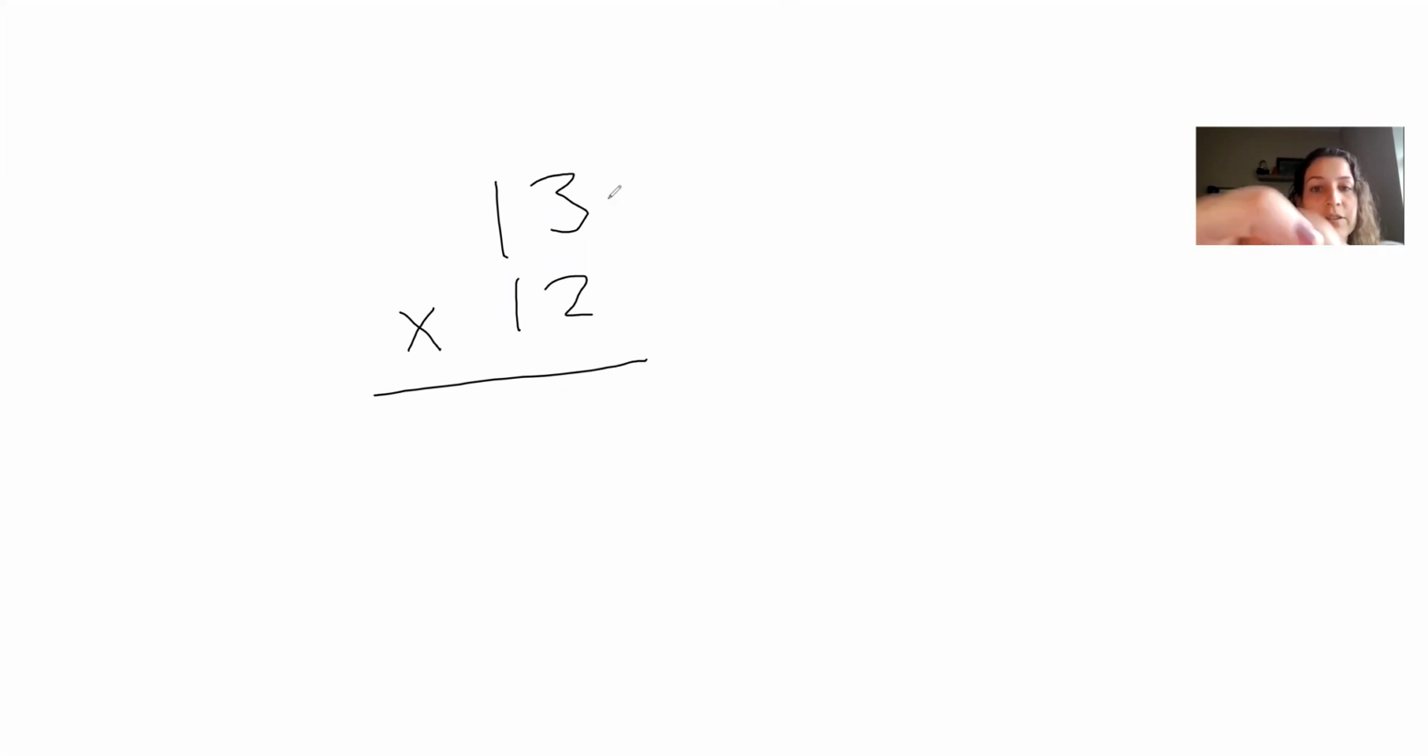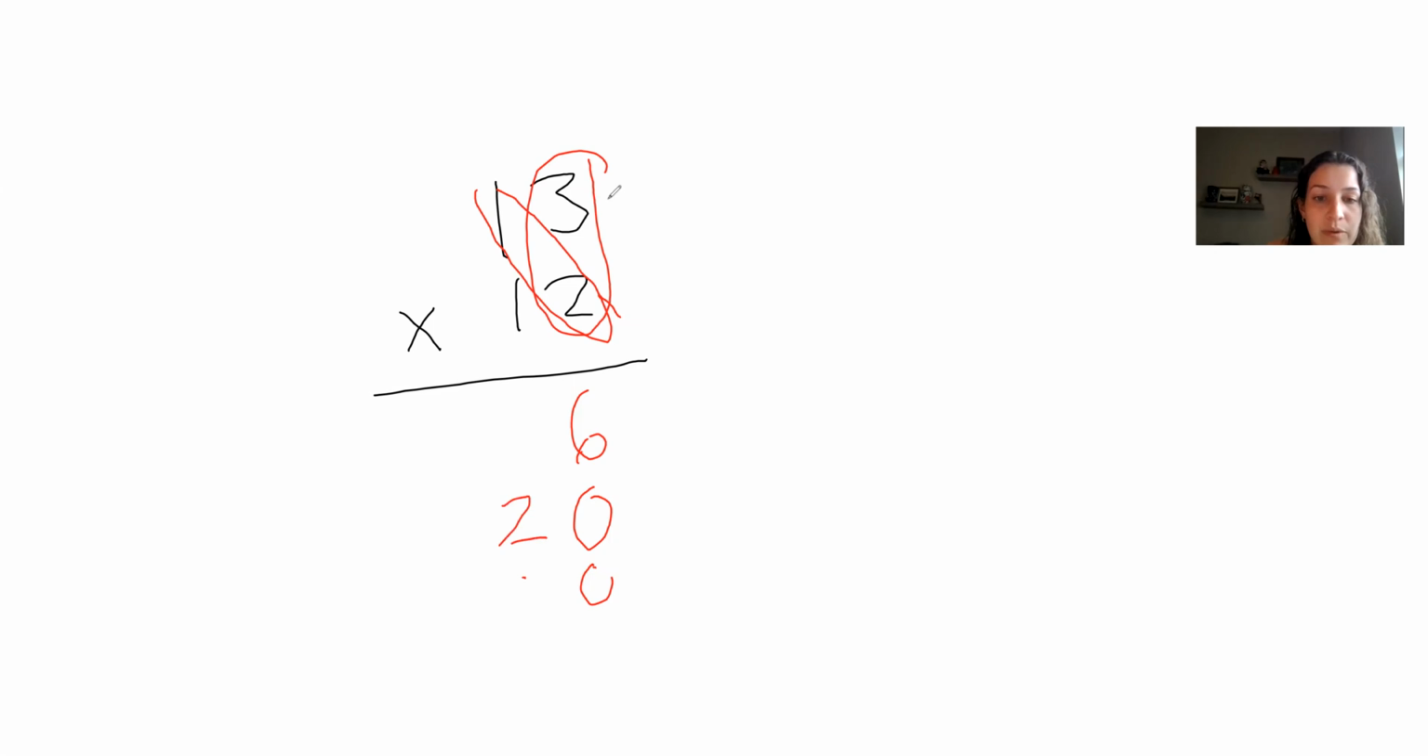So let's do another example. We have 13 times 12. So just continuing what we've been doing, we look at the ones place first and say 3 times 2 is 6. And then as we move to a ones place multiplied by a tens place, add zeros to account for that. So we have 2 times 1 is 2, and 3 times 1 is 3.